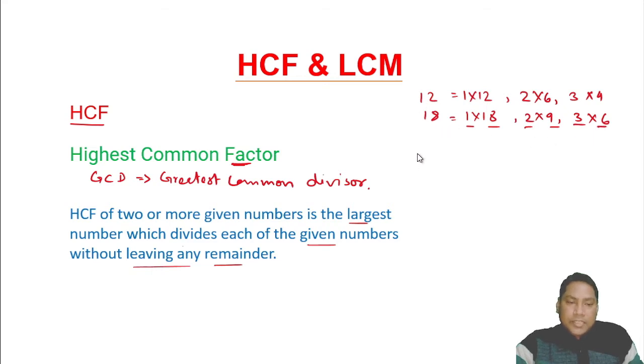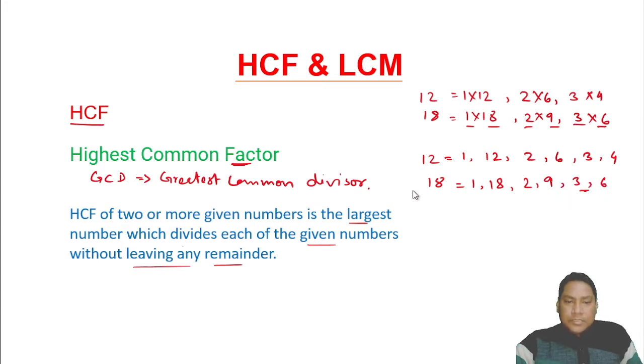So we can write it here likewise. For 12, the factors are 1, 12, 2, 6, 3 and 4. For 18, the factors are 1, 18, 2, 9, 3 and 6. So these are the factors of the numbers 12 and 18.